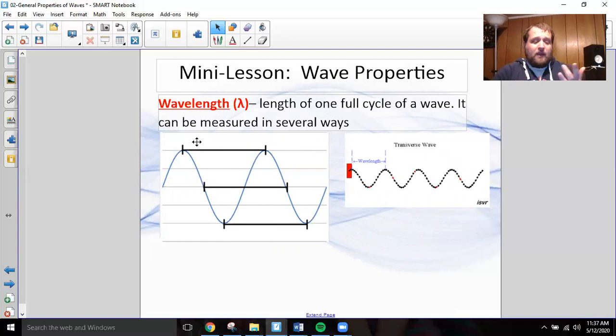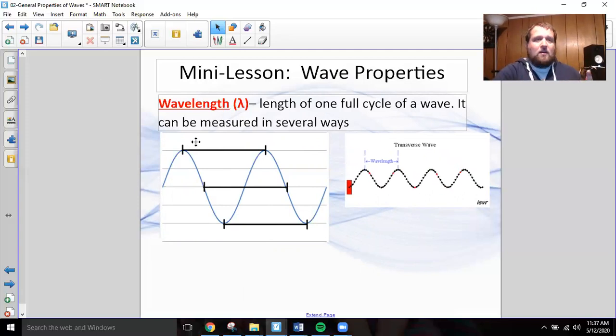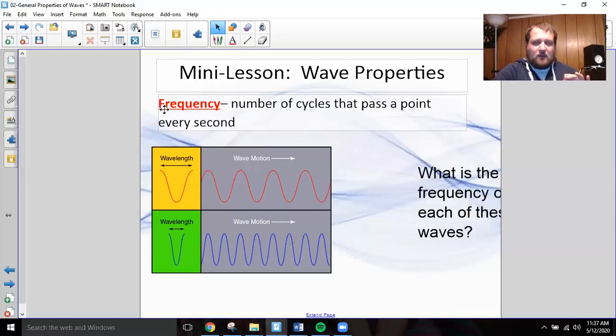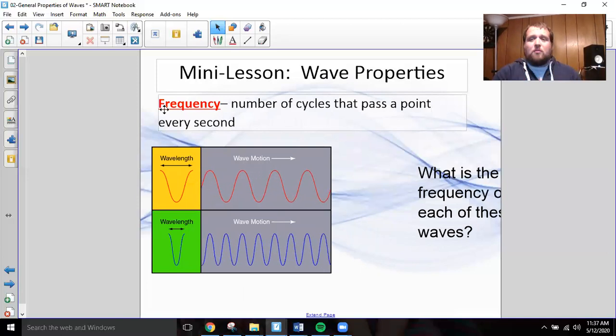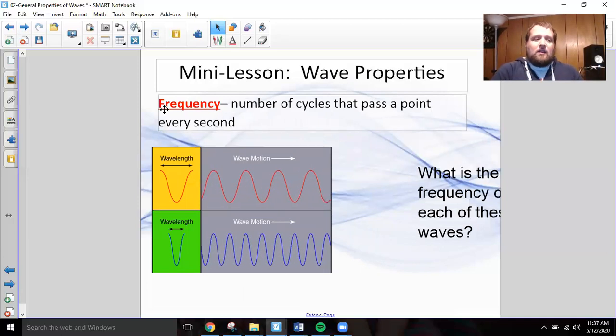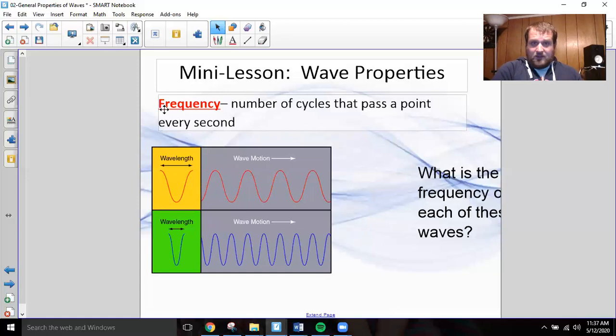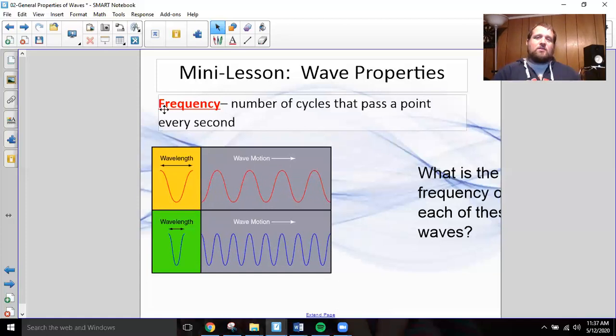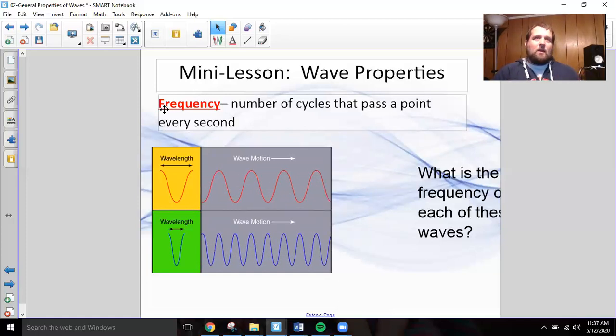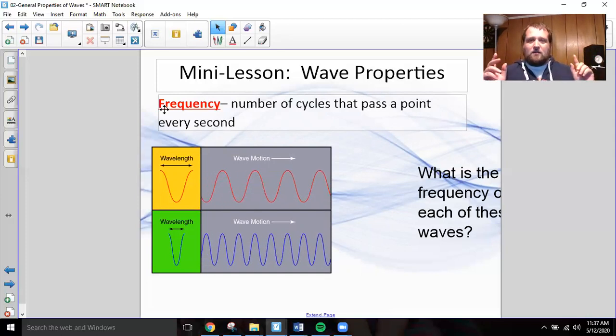And those two, amplitude, wavelength, and frequency, are the most important things. And when we study sound and light, each of those three things has a visible or an audible effect. And we'll be studying them.